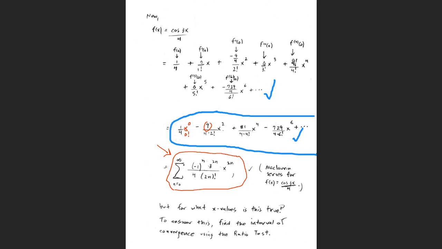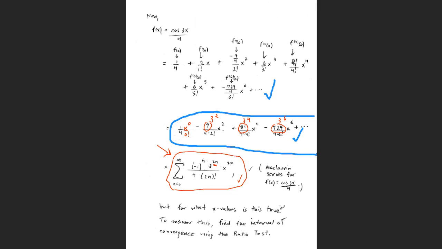9 is 3 squared, right? 81 is 3 to the 4th. 729 is 3 to the 6th. So it's 3 to even powers. That's 2 to the nth power. You see? That's our Maclaurin series.